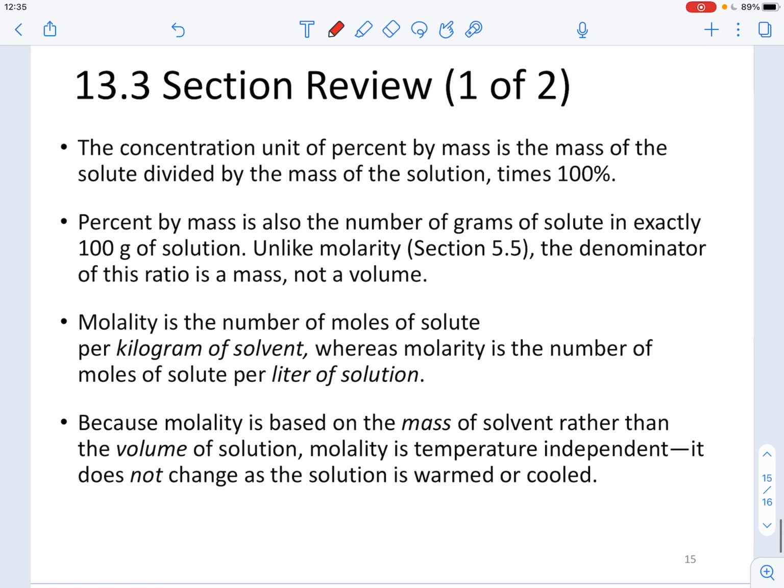Okay, so we need all these units because the next step is to determine the colligative properties of solutions, and not all of them use molarity. Some of them will use the mole fraction, some of them will use the molality, and we need to be familiar with these concentration units in order to be able to calculate those properties of the solutions. Okay?